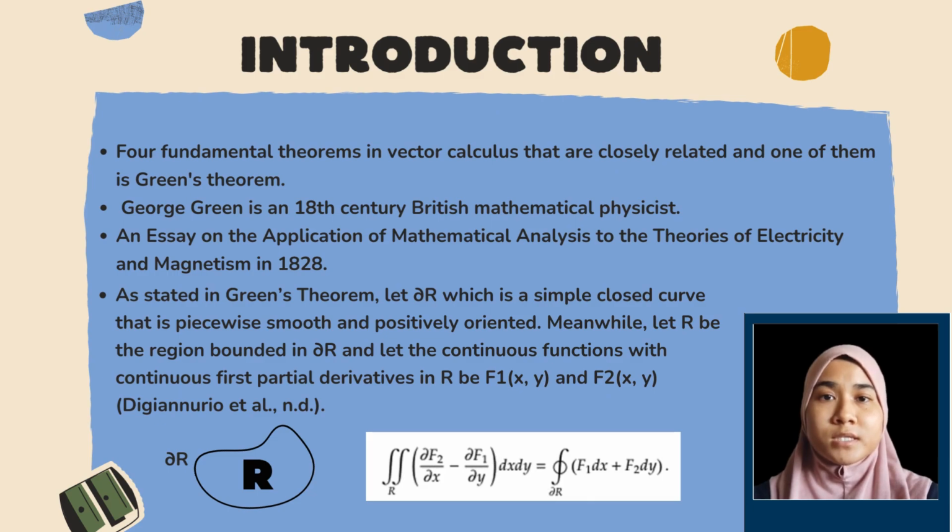and positively oriented. Meanwhile, let R be the region bounded by ∂R, and let the continuous functions with continuous first partial derivatives in R be f1 and f2. And then the equation in Green's theorem will be as in the figure below. The theorem is only applicable if the curve ∂R is a positively oriented, piecewise smooth, simple plane curve. Other than that, the function F, which is equal to f1 plus f2, is a vector field with f1 and f2 defined and having continuous partial derivatives in an open region containing R.